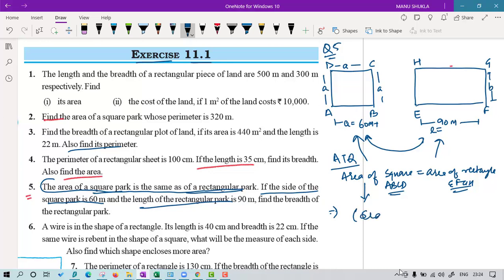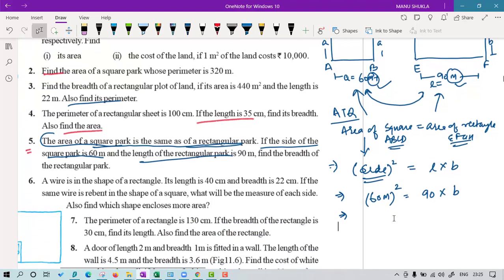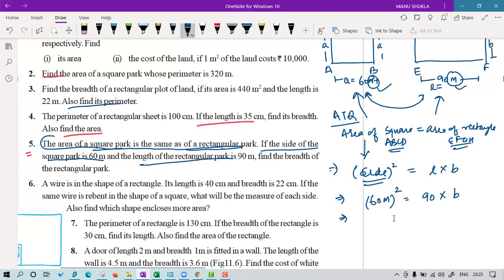is equal to area of rectangle, that is length into breadth. Further putting the value, side of square we know is 60 meters. So 60 meters whole square is equal to length into breadth. Length also we know as 90 meters into breadth. Class, one more thing, while you are comparing two things, you have to see the units are same or different. In our question, the units are same, both are in meter, so there is no problem. Now, you can see 60 square is 3600, but I will not go for simplification in that way because I know it is better to simplify in division than in multiplication.